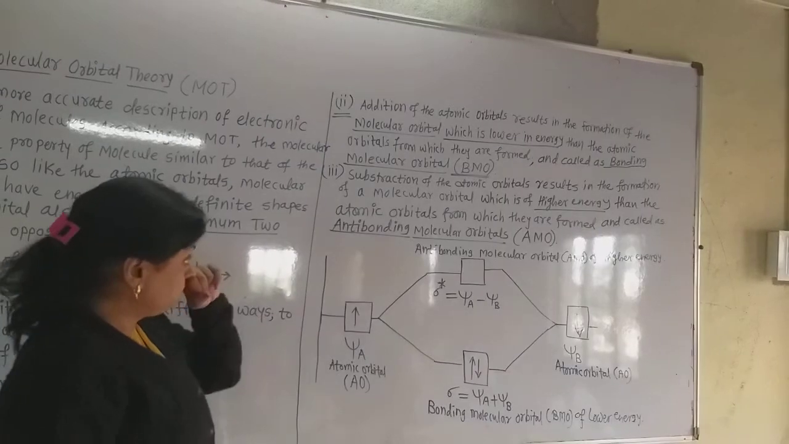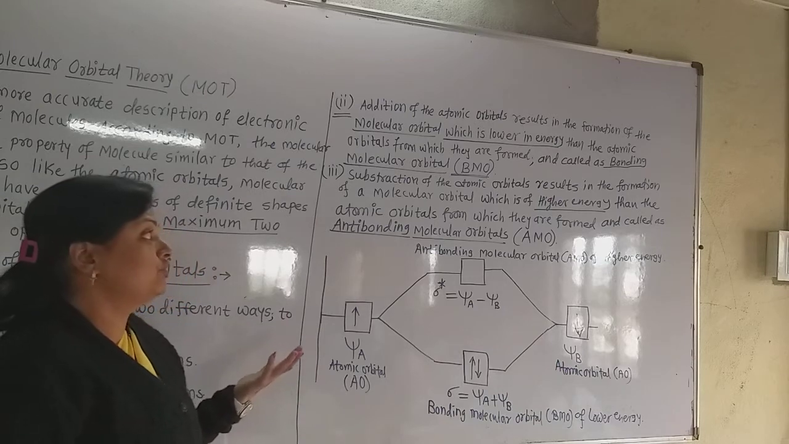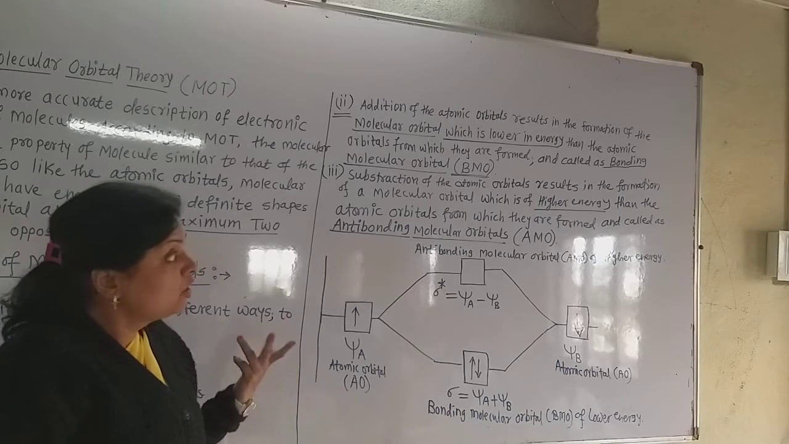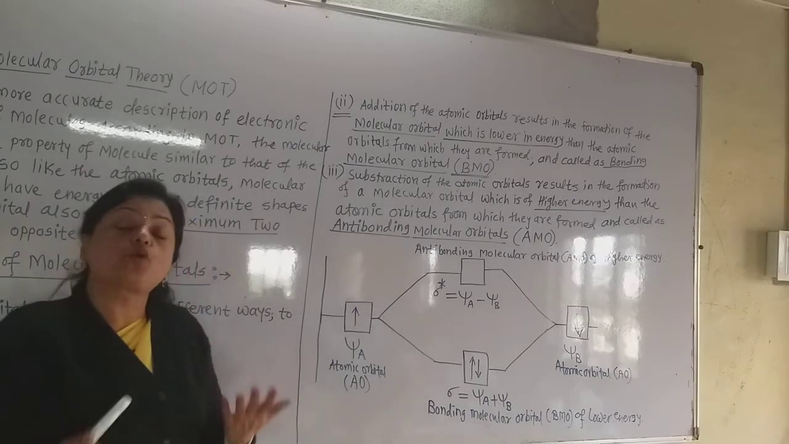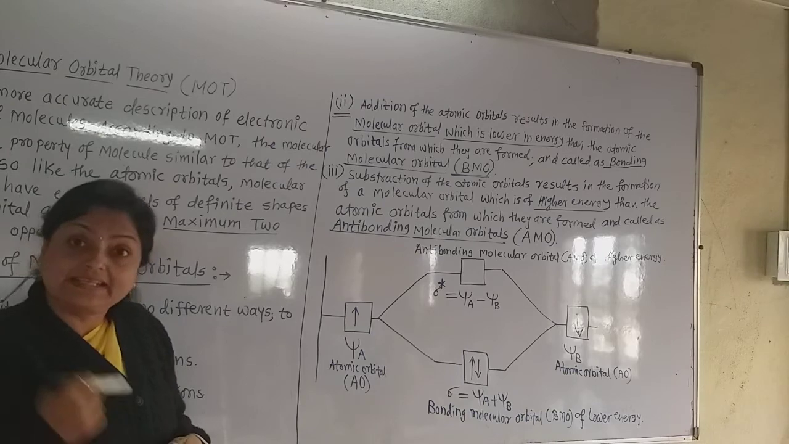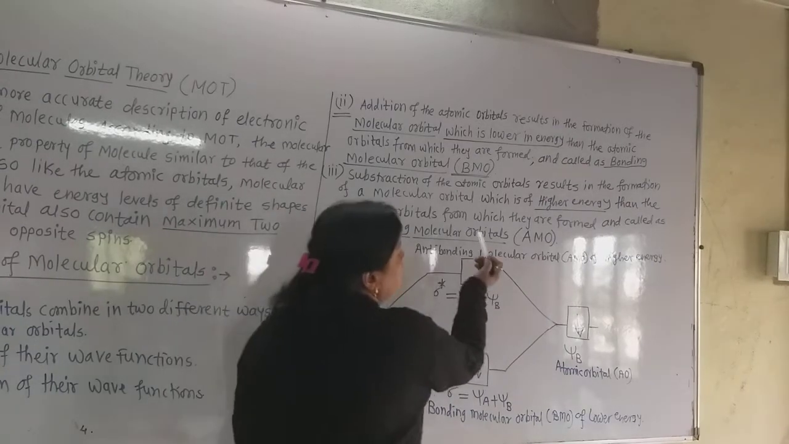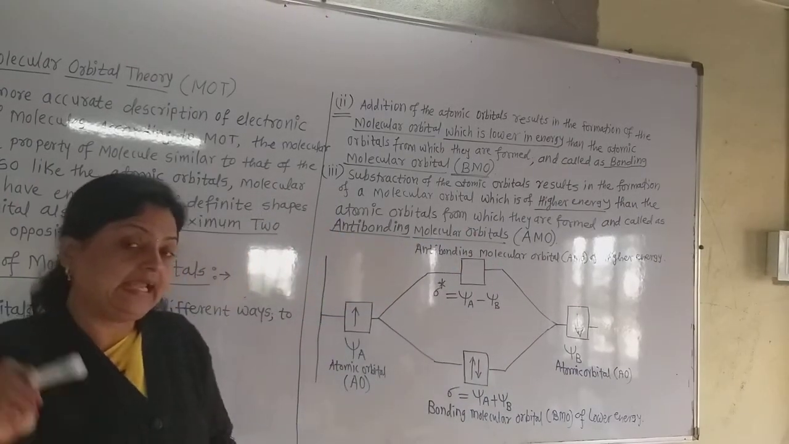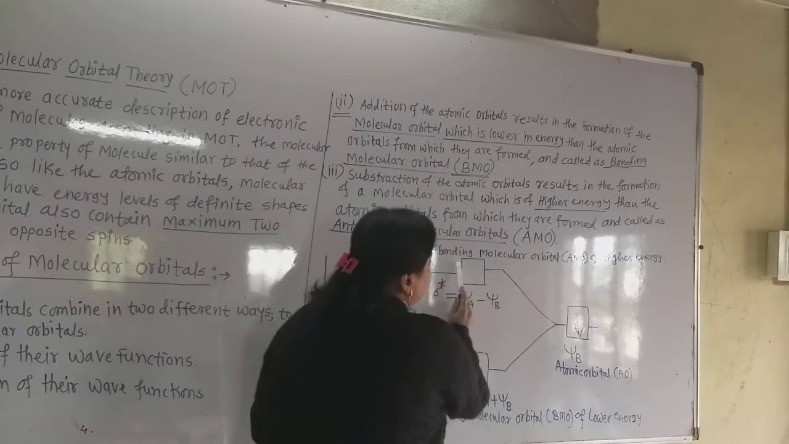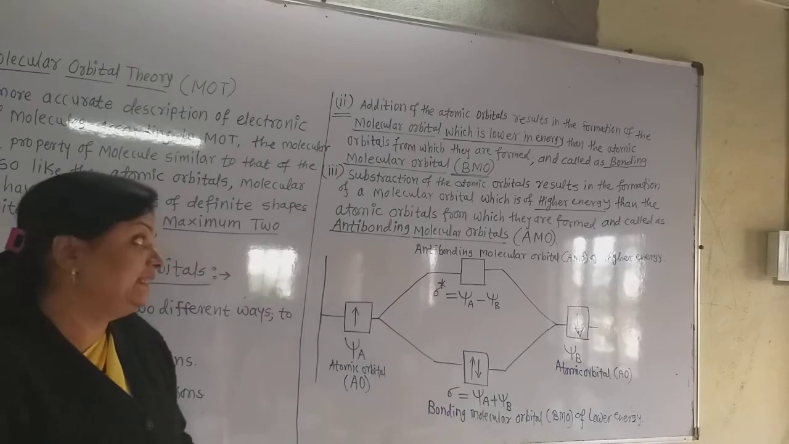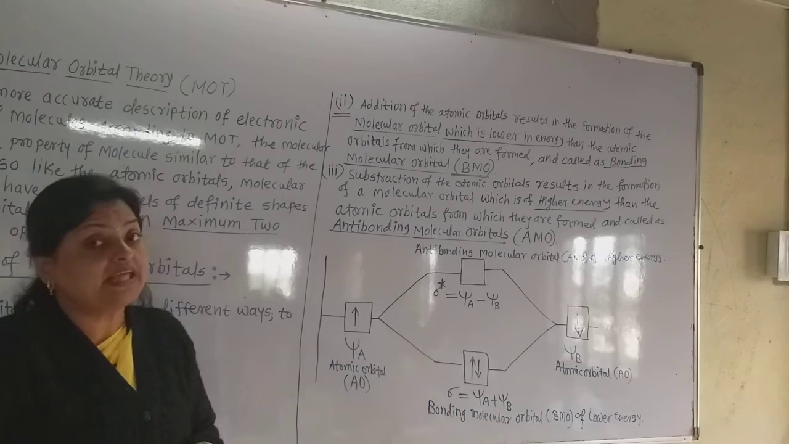Now the subtraction of atomic orbitals also results in the formation of a molecular orbital, but one of higher energy than the atomic orbitals from which they are formed, and these molecular orbitals are called the anti-bonding molecular orbitals, in short AMO. Now these anti-bonding molecular orbitals are shown here, but there are no electrons in the anti-bonding molecular orbital. What is the reason for that?